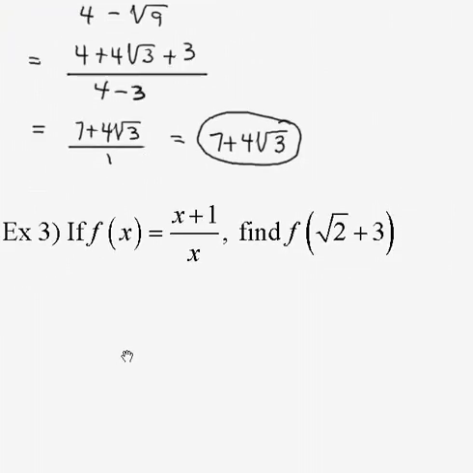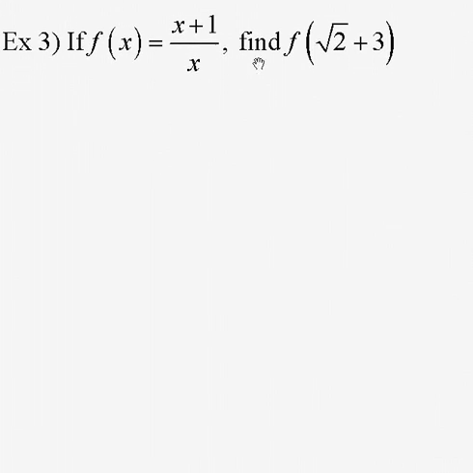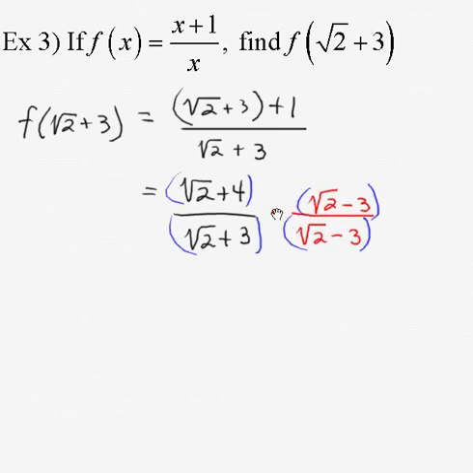All right, in example 3, we're back to functions. We have function f of x is x plus 1 over x, and they want us to find f of the square root of 2 plus 3. So translation, everywhere you see an x in the original function, replace it with 2 plus the square root of 3. Starting out with the numerator, 3 plus 1 is 4. Now we've got a radical in the denominator. We can't leave it that way. So we multiply numerator and denominator by the conjugate of the denominator. Only way to rationalize the denominator if it's a binomial is to multiply by the conjugate.